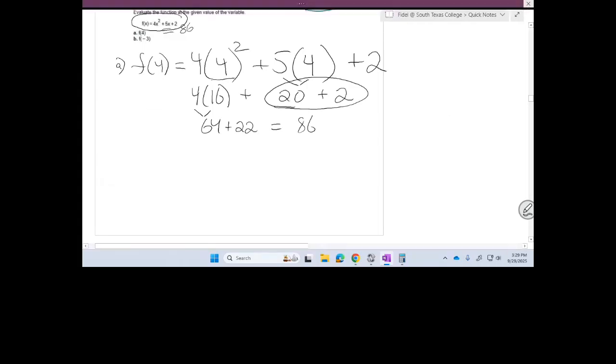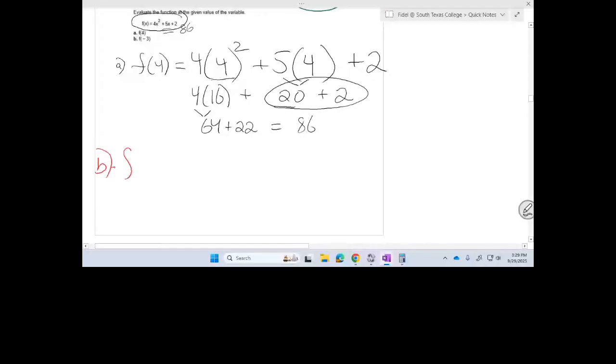Let's do part B, and let's see if we can figure out part B. Part B all says, can we find f of negative 3? Okay, I'm going to write down my 4 because there's a 4 in front, right? Now, again, y'all, where I had my x, I'm going to open up parentheses. Negative 3 squared plus 5 times negative 3 plus 2.